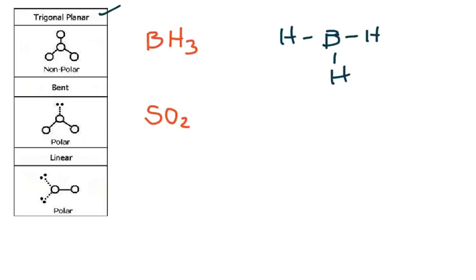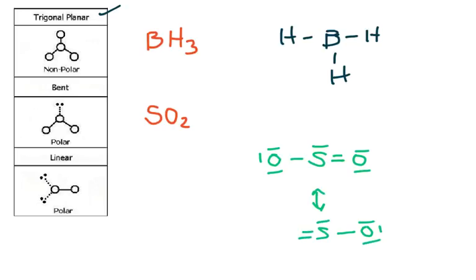Sulfur dioxide, sulfur has 6 valence electrons. So if we draw this, we're going to make a double bond to an oxygen, a single bond to an oxygen, and that leaves a lone pair on the sulfur. Now this would have a resonance structure where we have sulfur with a single bonded oxygen and a double bonded oxygen and a lone pair on the sulfur.